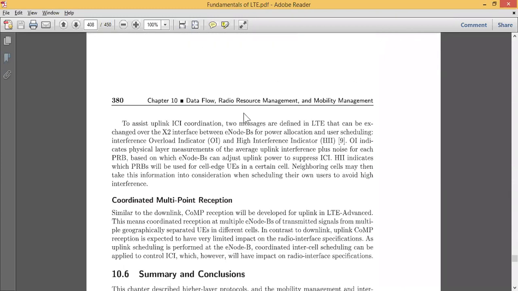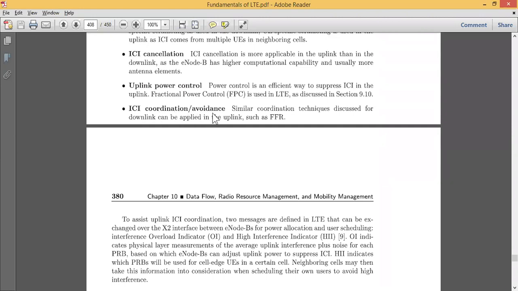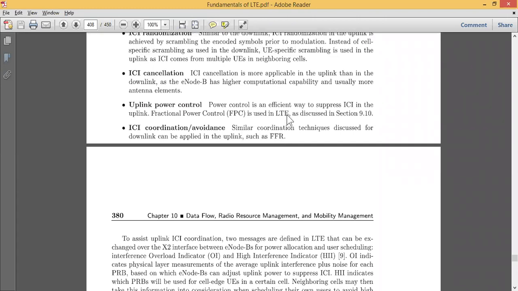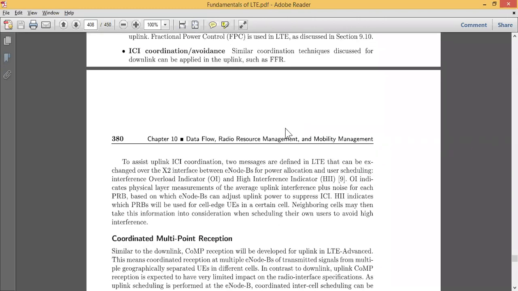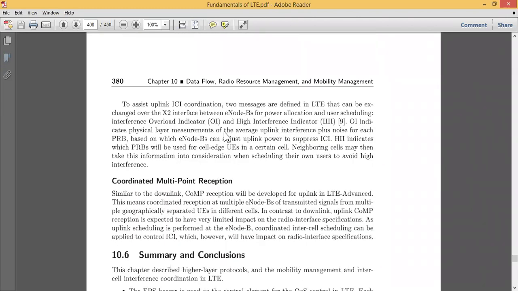Now the last here is ICI coordination, which is again a similar technique to what we have seen above, that is the static and semi-static technique. And here, if you want to go for the uplink coordination or avoidance, here you can see the uplink ICI coordination. Here two messages are defined, so that they can be exchanged by making use of your X2 interfaces. Similarly for the power allocation, and you can even go for scheduling.